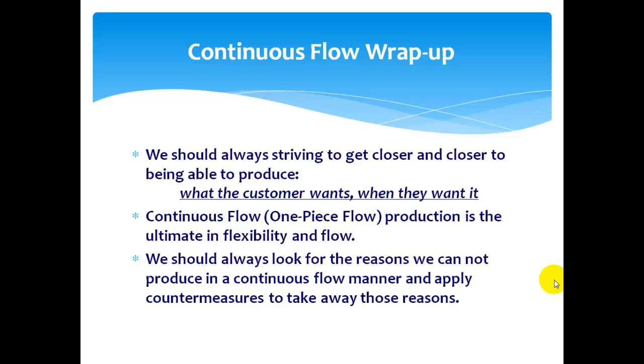So let's wrap this up a little bit. We should always strive to get closer and closer to being able to produce what the customer wants when they want it. Continuous flow, sometimes called one-piece flow production, is the ultimate in flexibility and flow. We should always look for reasons we cannot produce in a continuous flow manner and apply countermeasures or Kaizen improvements to take away these reasons. Continuous flow is very important here as it ties into the overall lean enterprise concept.